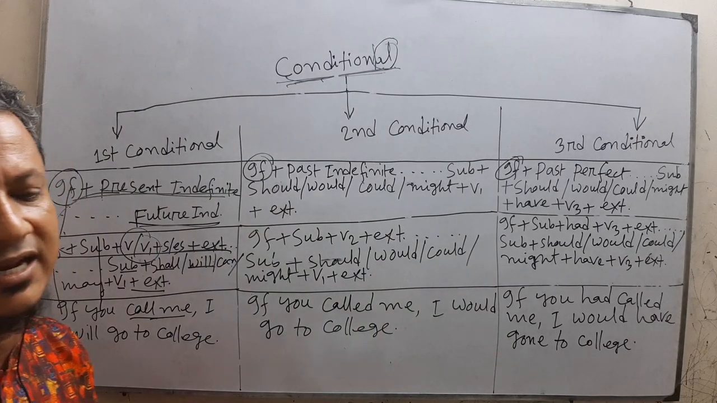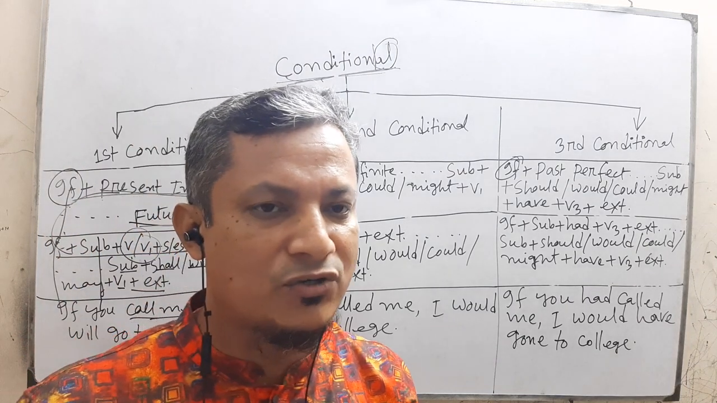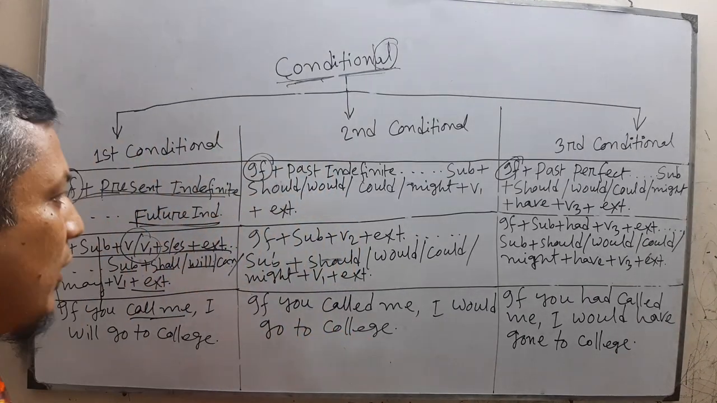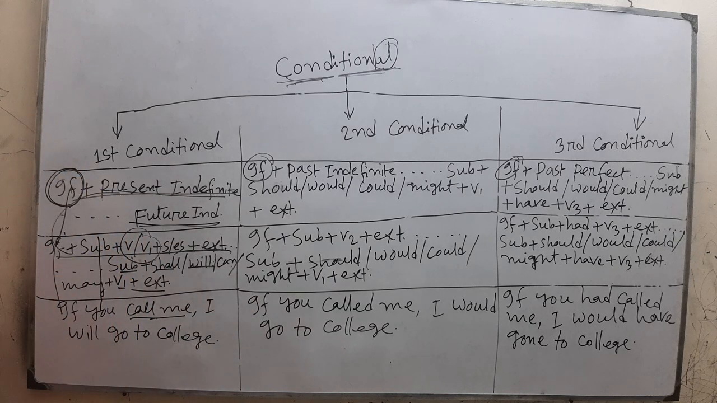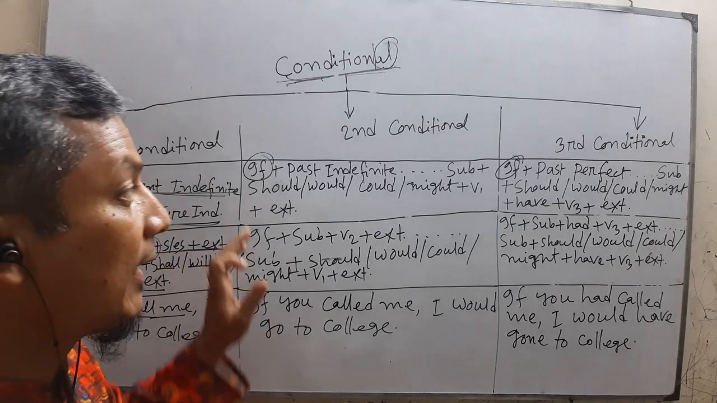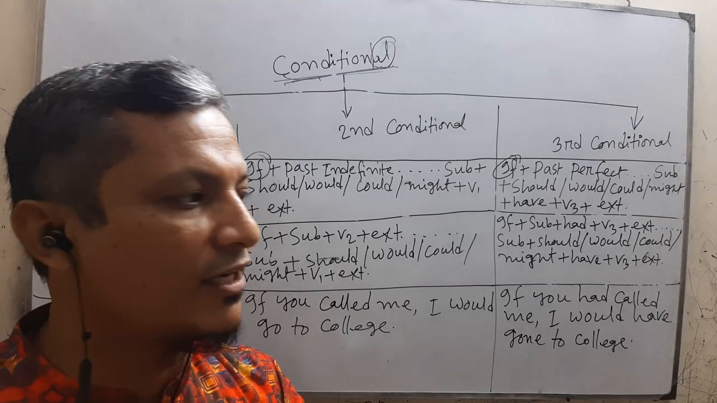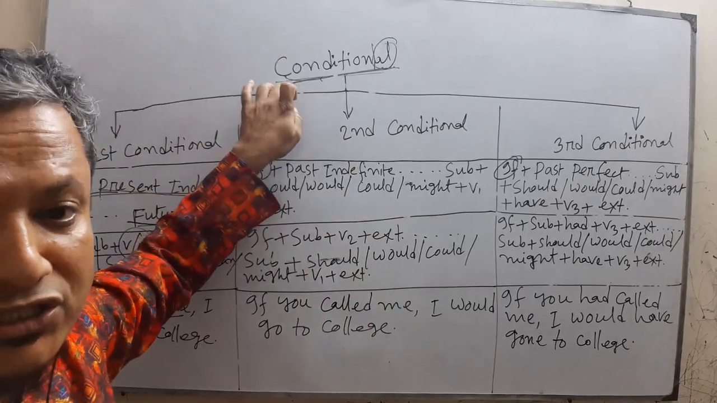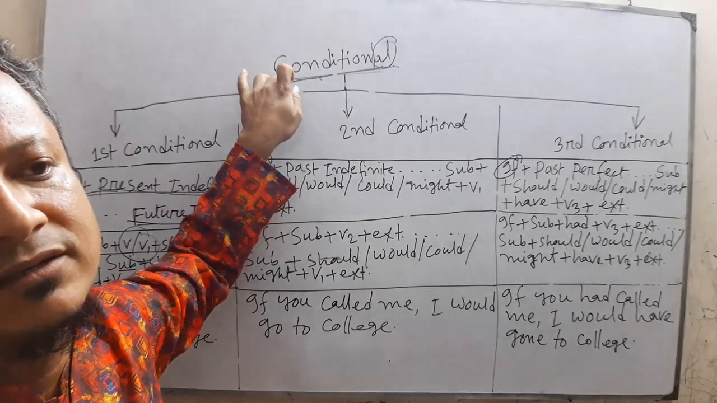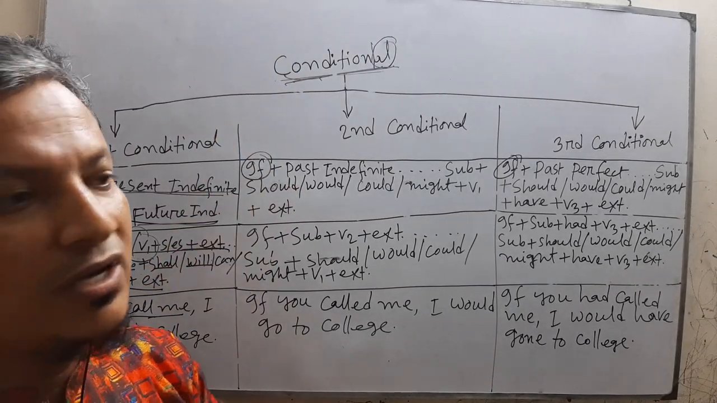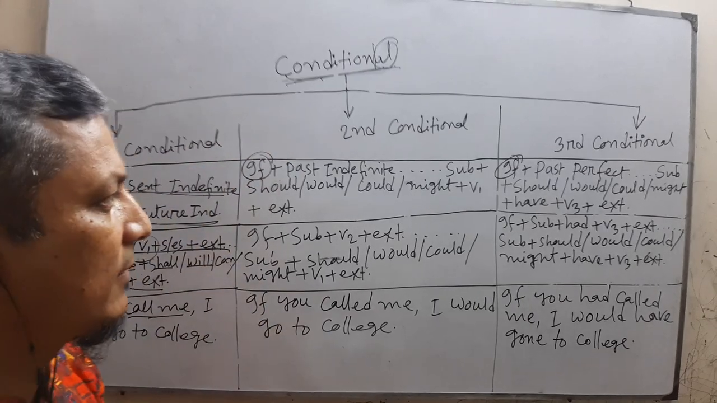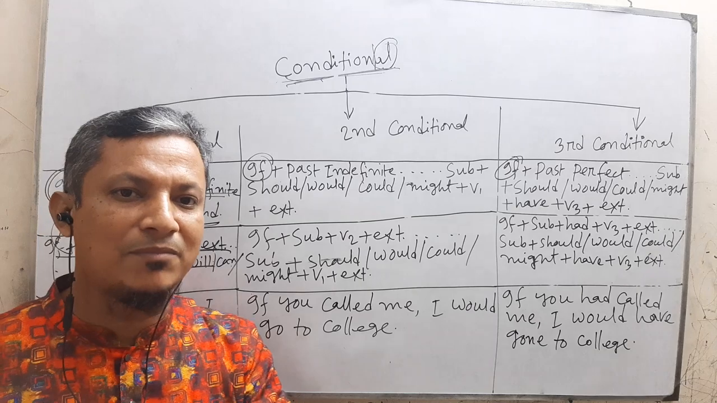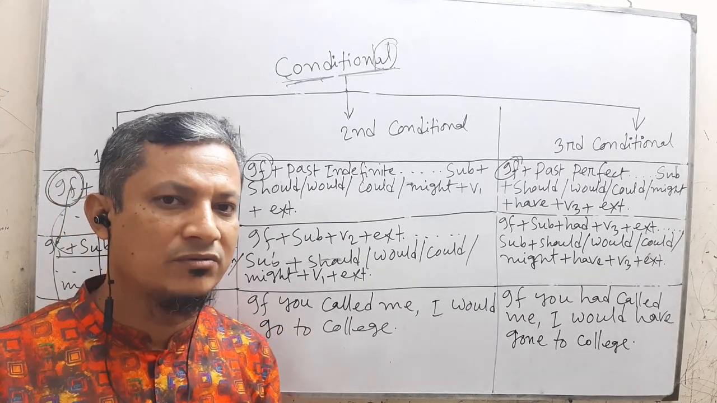How will you understand that the sentence is related to first conditional or conditional? At first, you have to follow that you will get "if" in the sentence. If you get "if" in any sentence, it is related to conditional. And a conditional sentence must be a complex sentence. So how many sentences do I have to make in a complex sentence? I have to make a minimum of two sentences. Am I clear to you, my dear students?